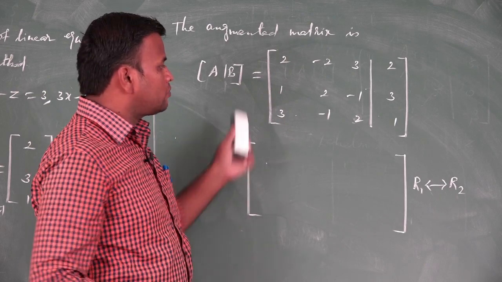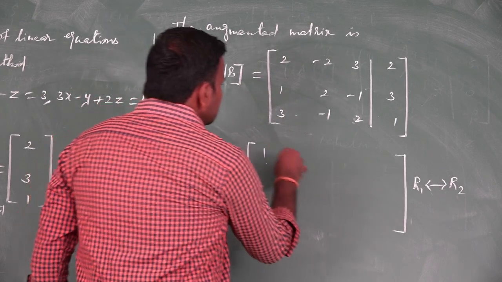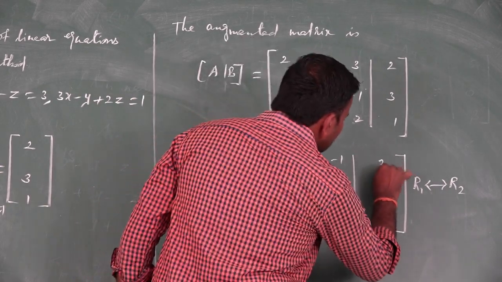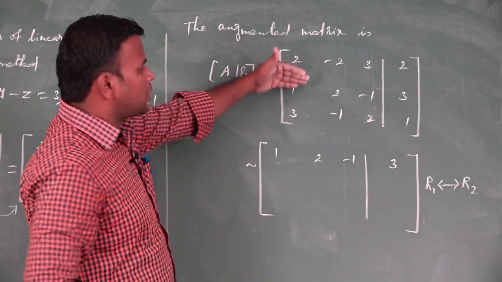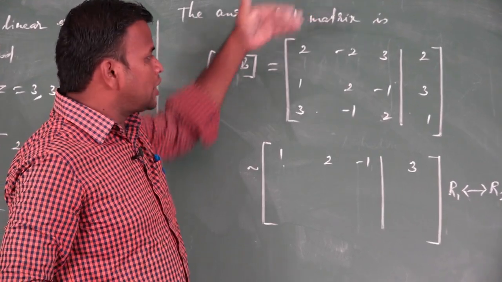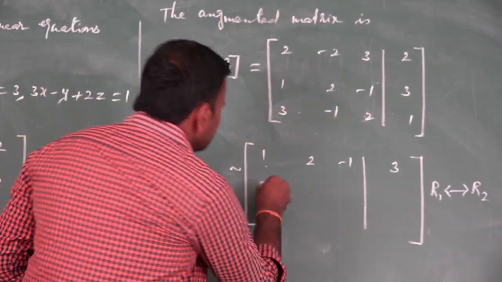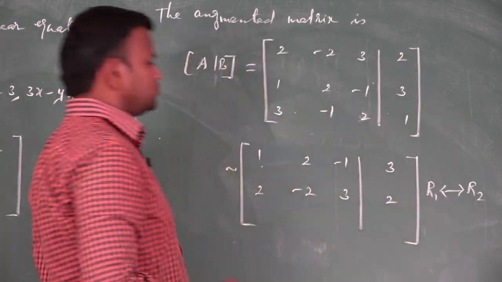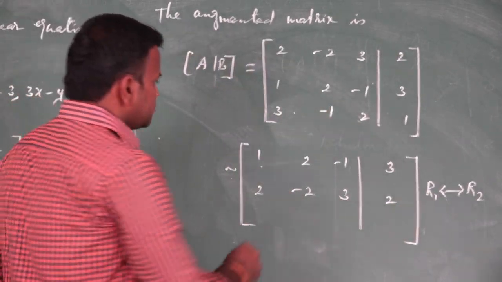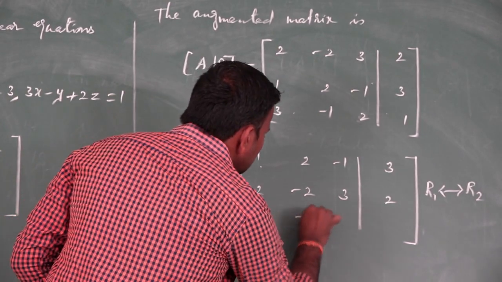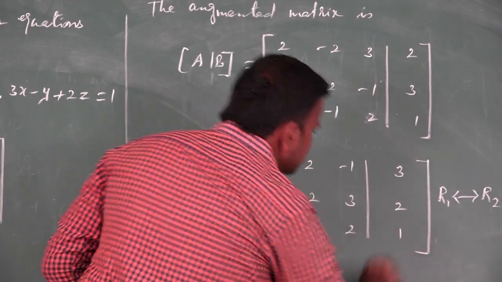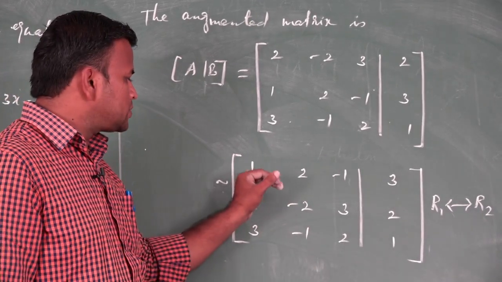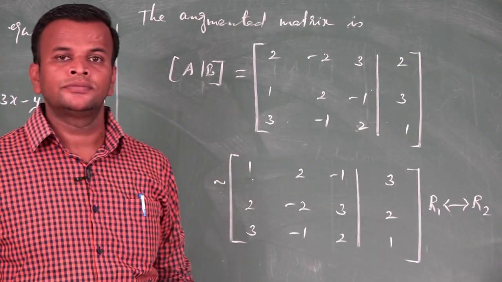So the second row becomes the first row. 1, 2, minus 1, 3. The second row becomes the first row and the first row becomes the second row. 2, minus 2, 3, 2. Now the third row, 3, minus 1, 2, 1. So the first step, to convert the first row, first column element to 1.